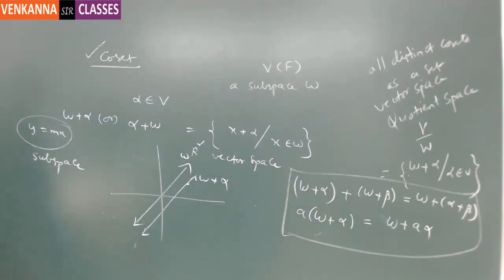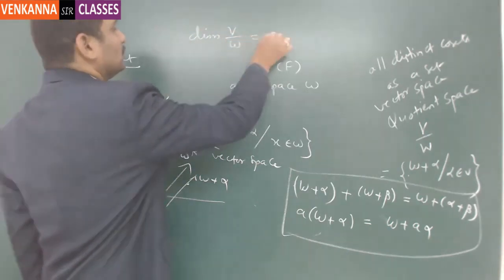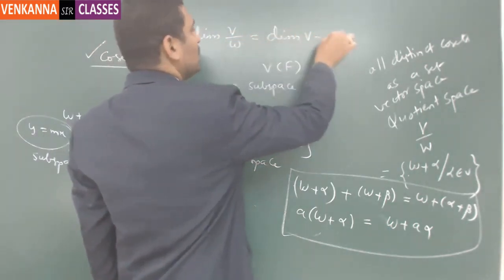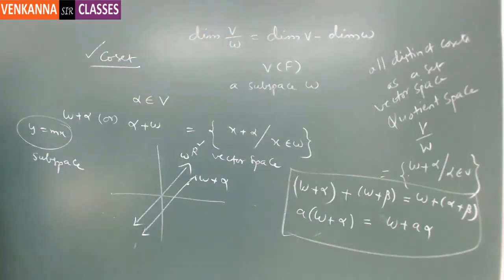Now what happens? For every vector space, we are finding the dimension. So if you want a dimension and a basis for it, the formula is dimension of V by W is equal to dimension of V minus dimension of W. This is the formula used to find the dimension of the quotient space. However, questions were not yet framed on this concept, but the formula is useful whenever a problem is asked on this concept, right? So that's all for today.